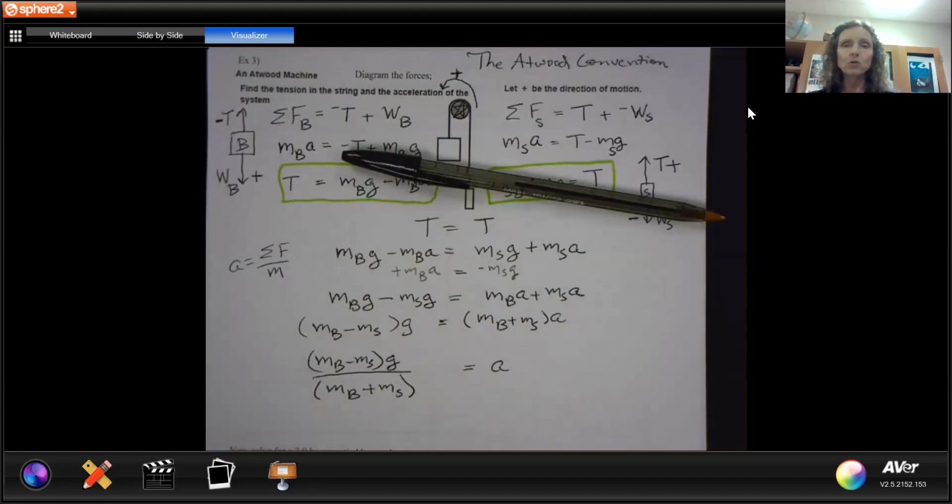So what was the net? The net is the difference between the two of them, right? It's what you had to do to cover your losses first. It's what's left over. So this is what we have left over, if you will, to cause acceleration. The difference in the weights.